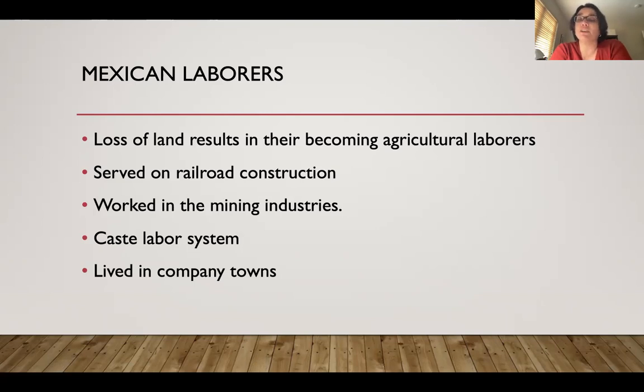This may sound familiar from when we talked about post-emancipation, the experiences of African Americans who ended up working on plantations as a labor force, but also ended up owing more to their employers than they earned because of these company stores and being required to use those stores to purchase whatever goods they needed for their everyday lives.